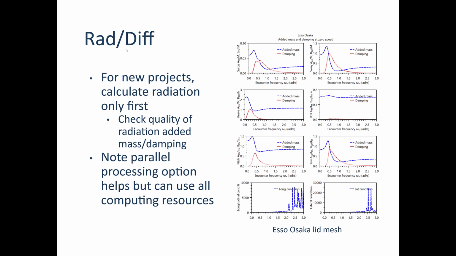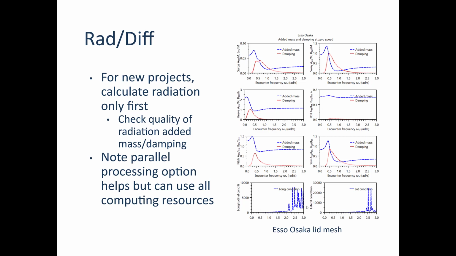When you're working with a new project, I strongly recommend you calculate only the wave radiation effects first. It's much faster than calculating both radiation and diffraction. What you can typically do is plot the frequency dependent added mass and damping that is resolved from the wave radiation effects. As long as things are looking relatively smooth on these curves and there aren't any big spikes, it's usually a sign that you've got a reasonable number of panels and the lid method's working reasonably well.